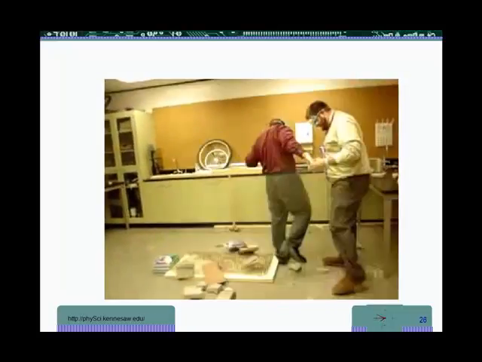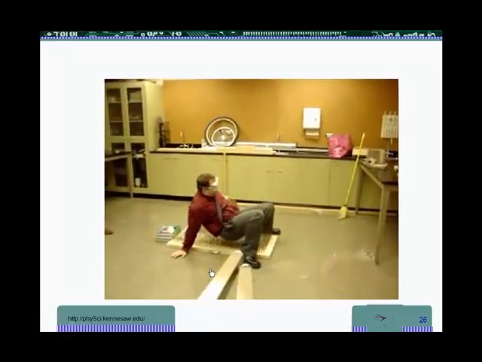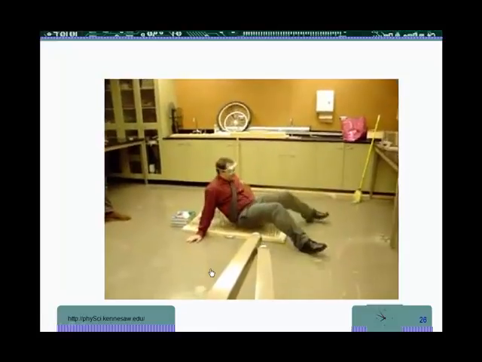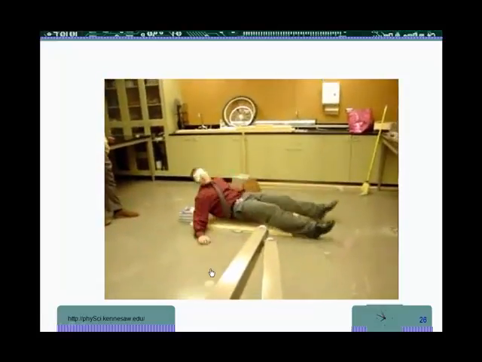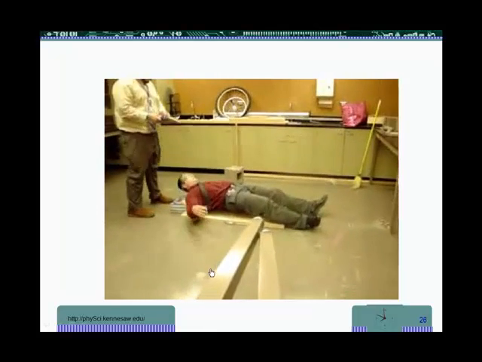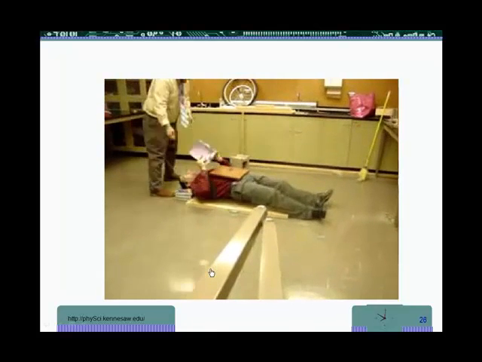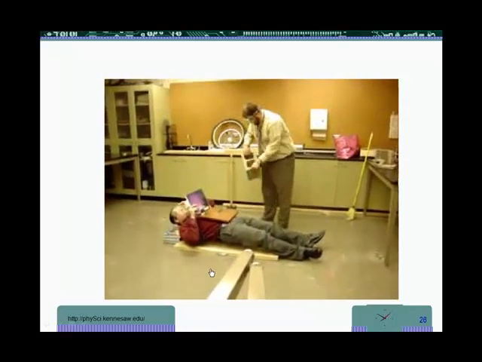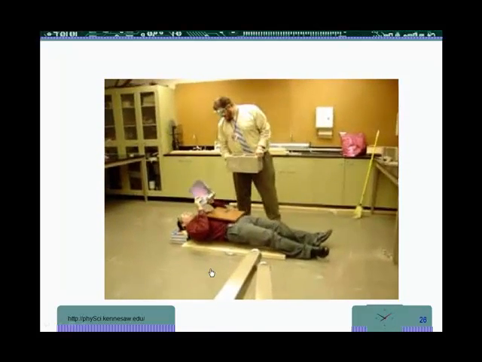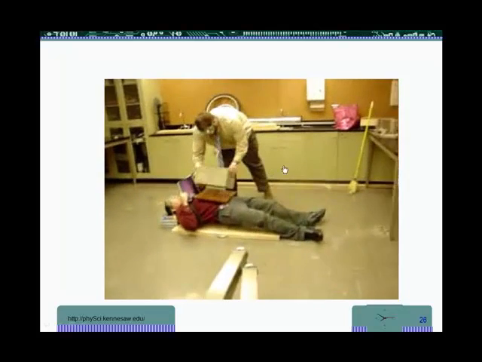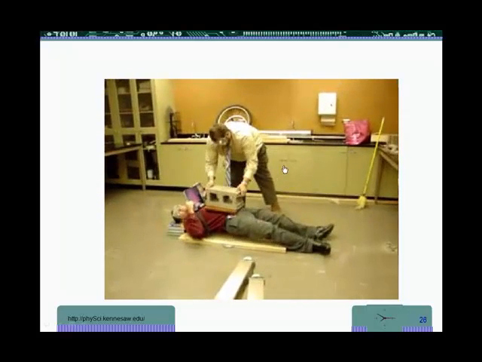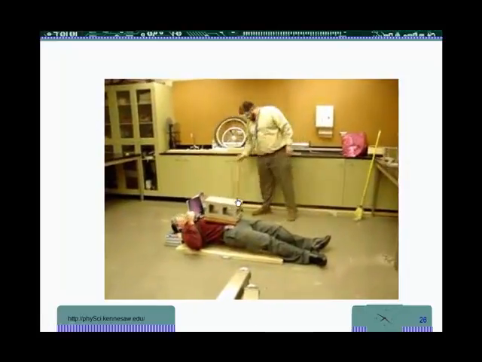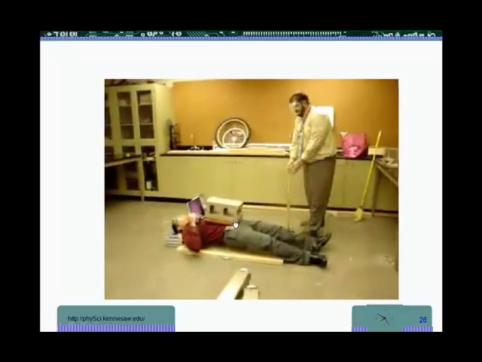What happened here? Let's replay it. Pay attention to the momentum of the sledgehammer. It is moving fast and it has a large mass. So it's going to have a large momentum when it is about to hit the cinder block. The cinder block is not going to give, so it's going to try to stop it over a short amount of time. So the force that's going to act on the cinder block is going to be a large force, a force large enough to break the cinder block.